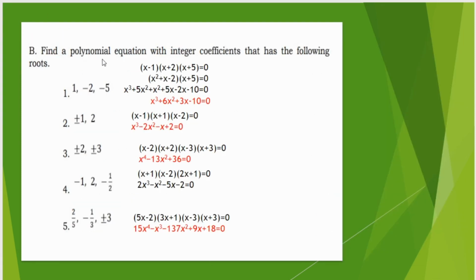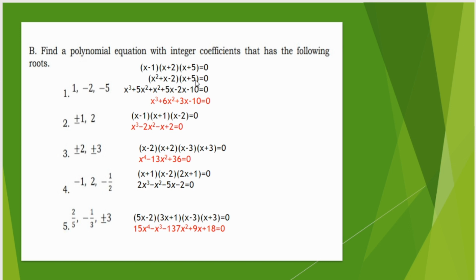Okay, so we need to find a polynomial equation with integer coefficients that has the following roots. In here, you have x minus 1 times x plus 2 times x plus 5 equals 0. So x times x squared, then x times 2 is 2x, negative 1 times x is negative x. So 2x minus x is positive x. The negative 1 times 2 is equal to negative 2.